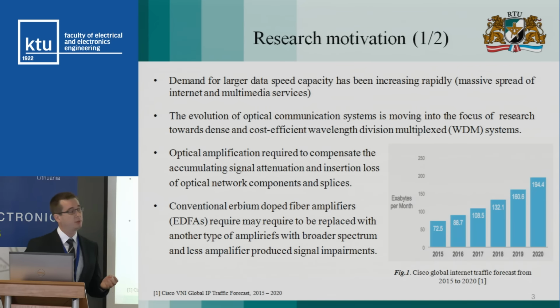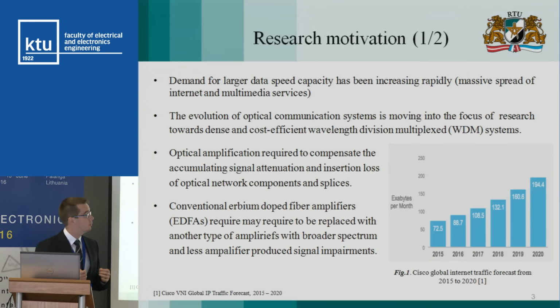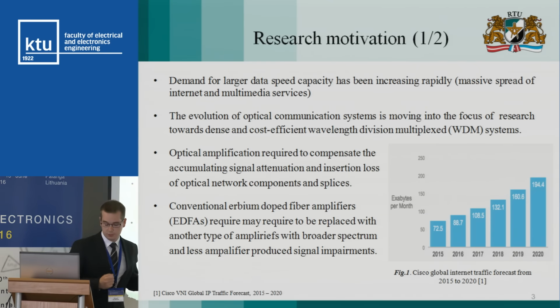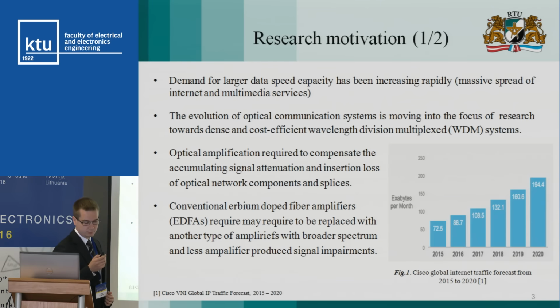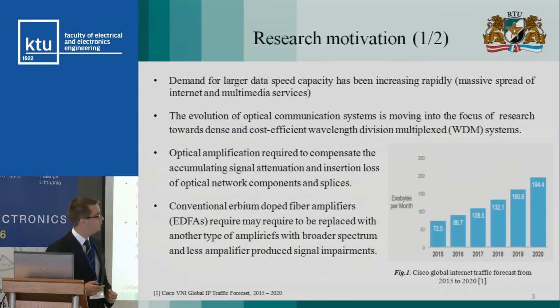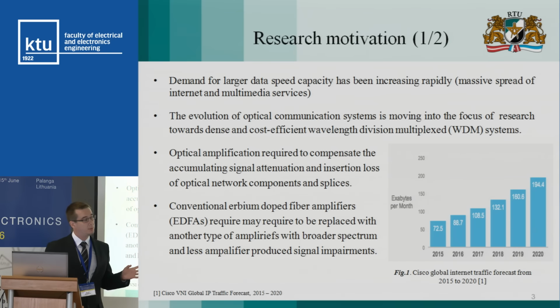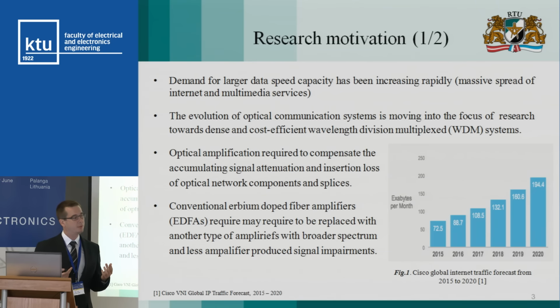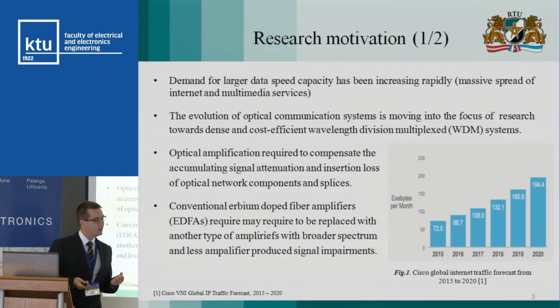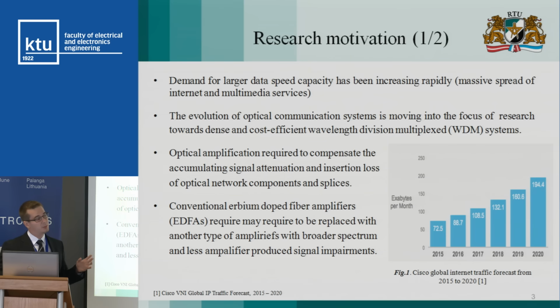During recent years, the global internet traffic has been increasing rapidly. According to the latest Cisco forecast, by the end of 2020, the monthly globally transmitted IP traffic will reach 194.4 exabytes per month. Under the influence of this trend, optical transmission systems are moving into focus, systems with wavelength division multiplexing, where a separate frequency is used for each channel. In such systems, one of the main factors that limits transmission is optical signal attenuation. Therefore, amplification of the signal is required.